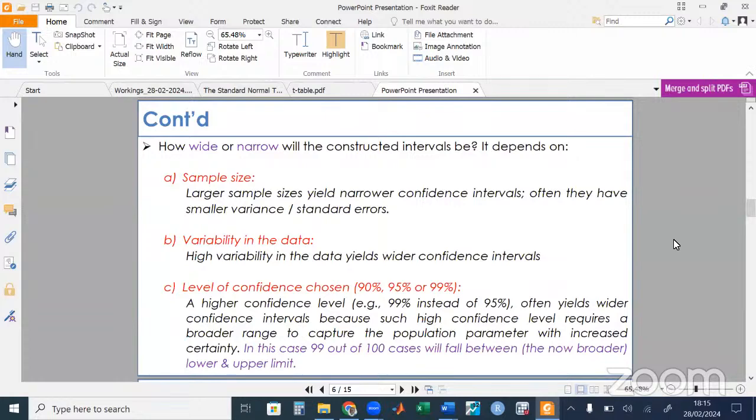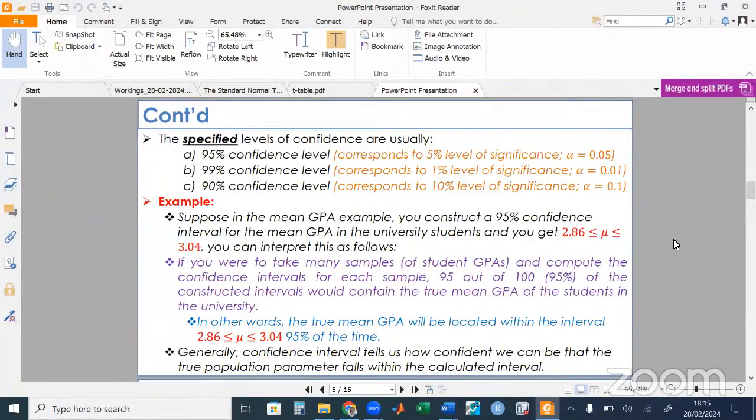Now, the question, yes, there's a question from Frank. Yes, good evening, Dr. Karibu. I was asking, how did you arrive at those limits, 2.86 and 3.04?